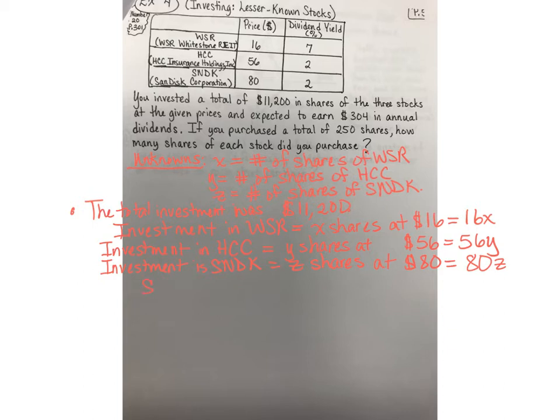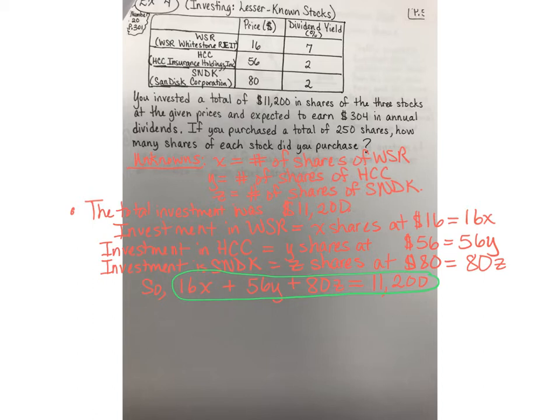Okay, perfect. So what we get from our investment part, the total investment, means that we have the equation 16x plus 56y plus 80z. Since we talked about the investment for each stock, we talked about the shares of each stock, we have all of them is going to equal 11,200. So that's one equation. Now we need to find the others. Okay, so let's do that.